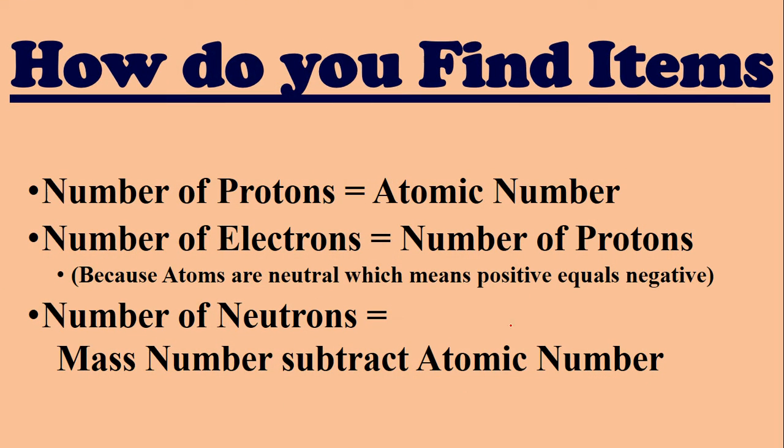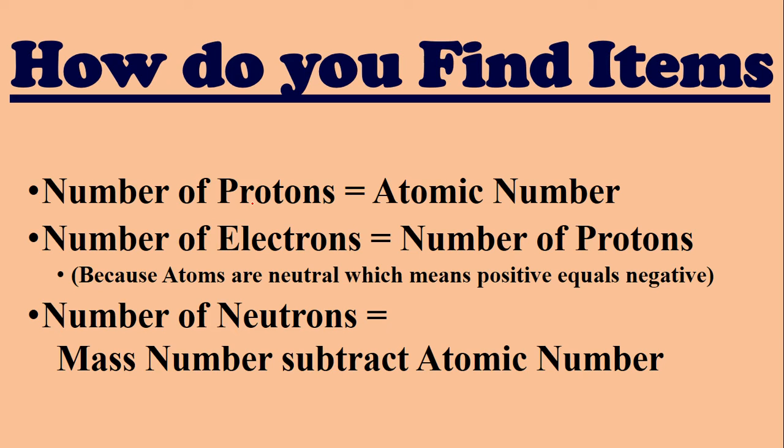How do we find items? One thing, you're going to have to be able to look at the element block, know the atomic number, the mass number, of course, but you can just read it off there. You need to know the symbols. But you also have to be able to look at each element and determine the protons, the electrons, and the neutrons.